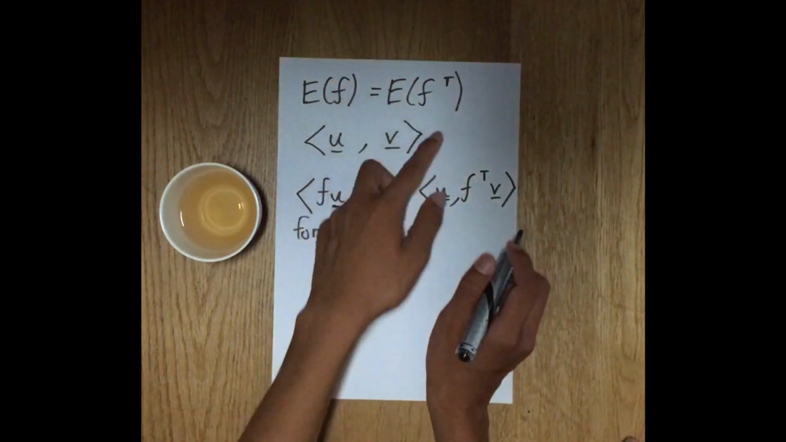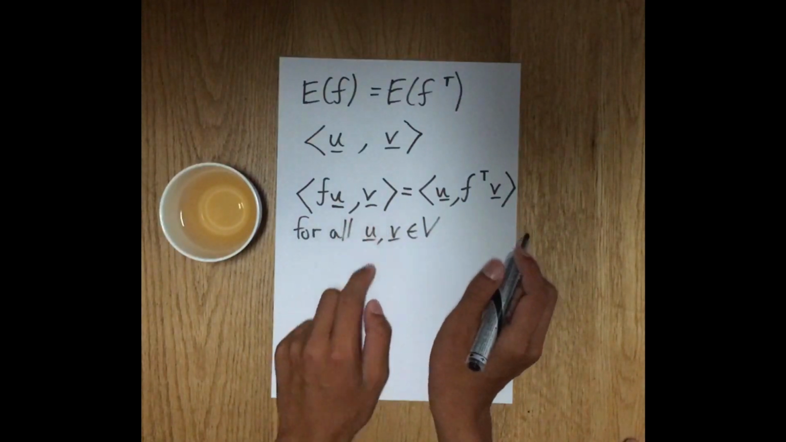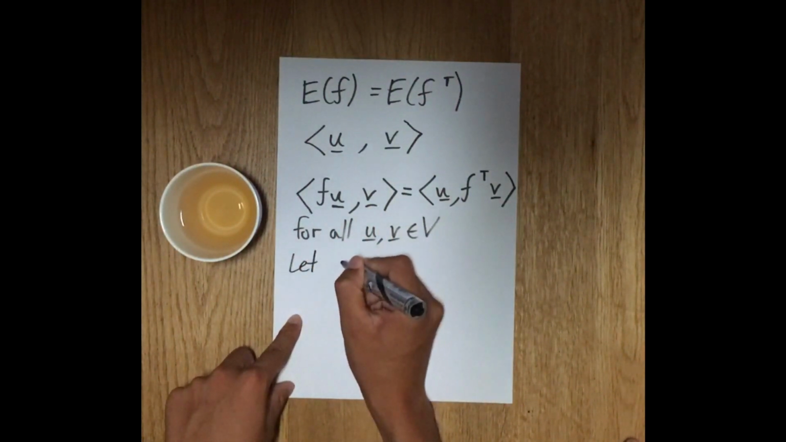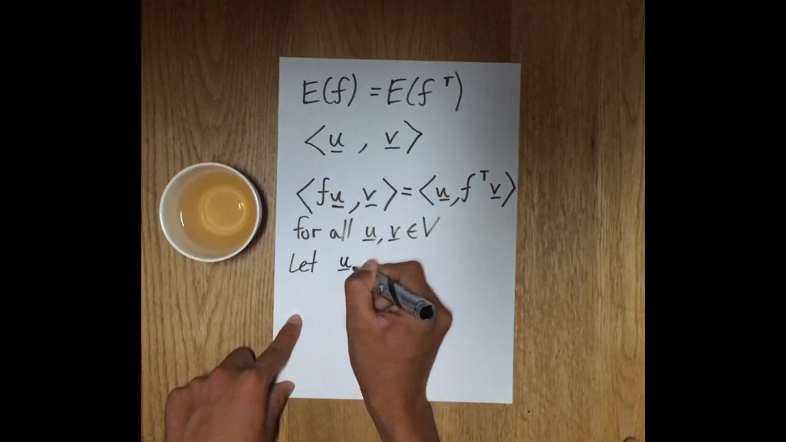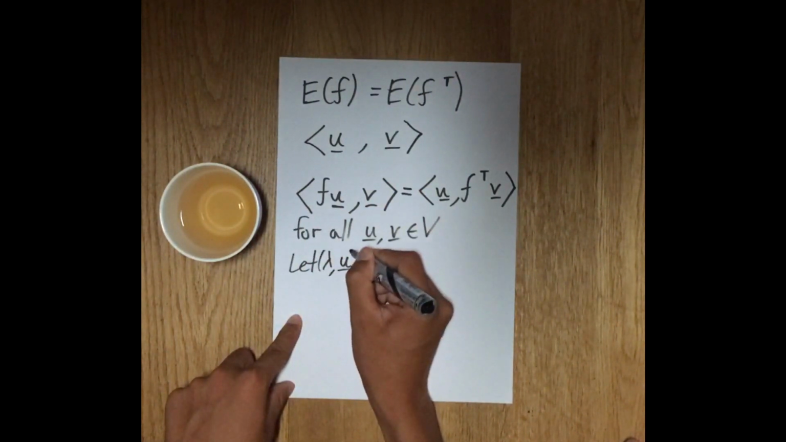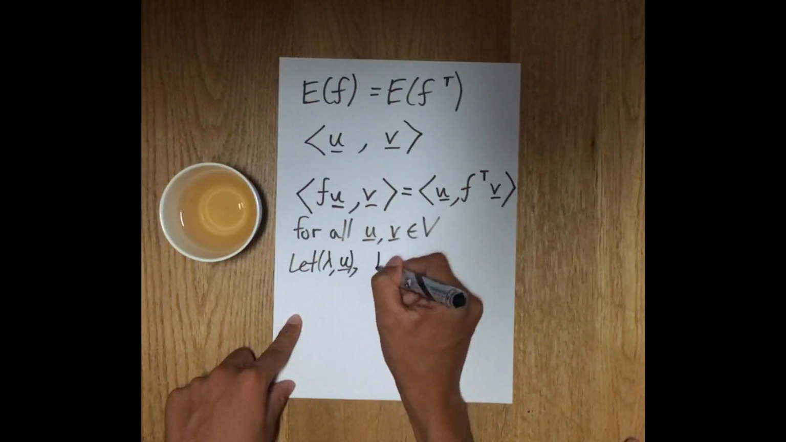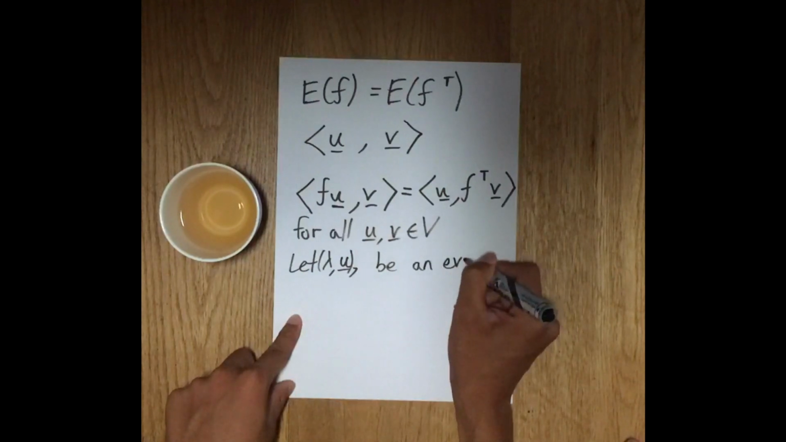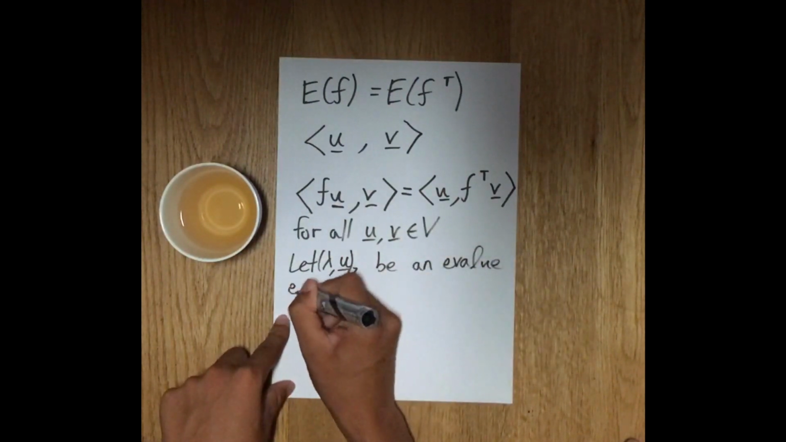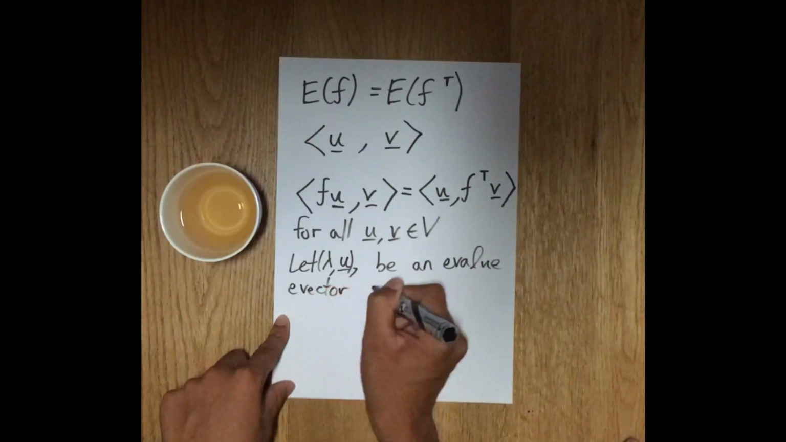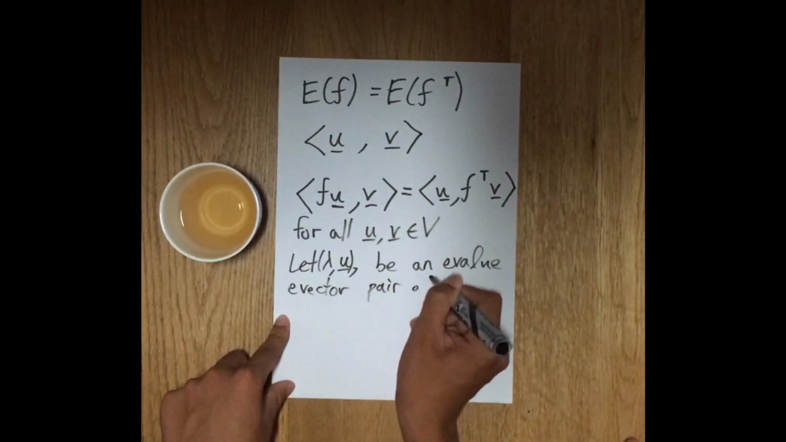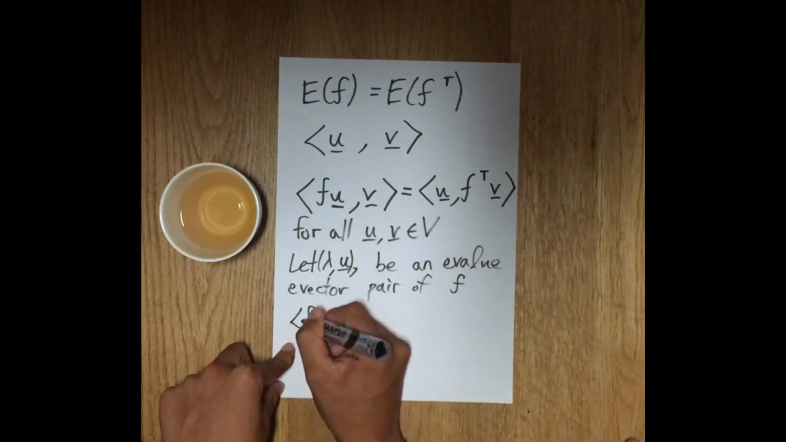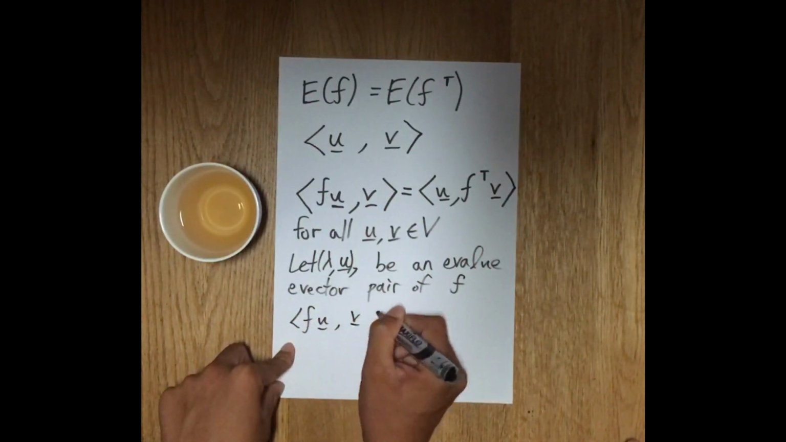Okay, so let's try to show that the eigenvalues are the same. First, let (U, lambda) be an eigenvector-eigenvalue pair of F, and consider this expression we had, F U dot V.